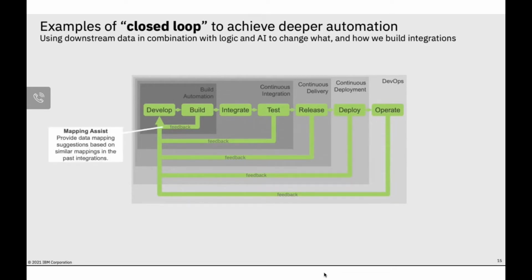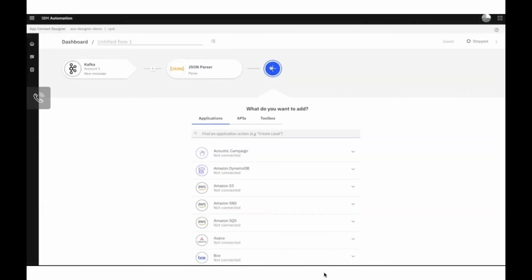Let's take a quick look at a simple example of incorporating feedback in the design process itself. In our designer tooling, we've been increasing the sophistication of the recommendations given to you to assist you in mapping exercises. This is the beginning of an integration flow in Designer. As you can see, it's listening on a Kafka topic and then parsing the data as a JSON message. We're then going to go on to take that data and map it into a Salesforce data model.